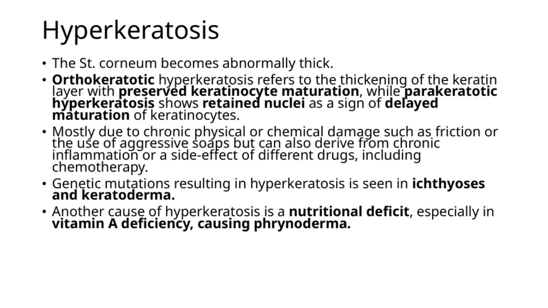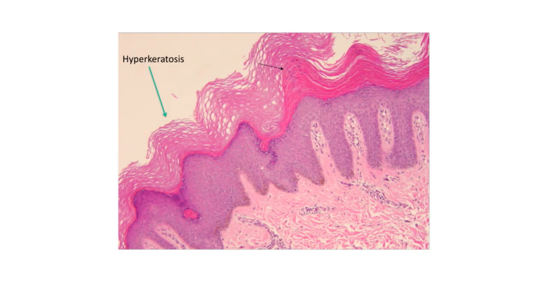Let's talk about hyperkeratosis. This condition involves an abnormal thickening of the outer layer of the skin, specifically the stratum corneum. It's often a response to persistent friction, pressure, or irritation, which causes the skin to produce more keratin as a protective mechanism. You'll notice this as rough, thickened patches on the skin, sometimes with a calloused appearance.